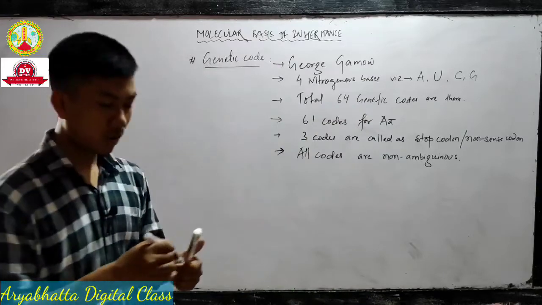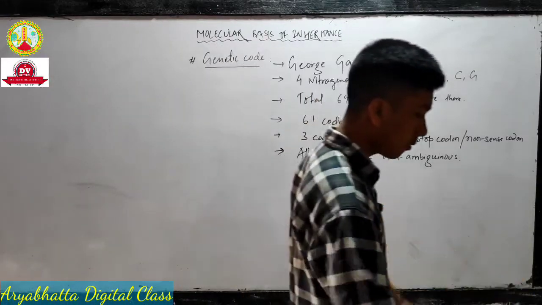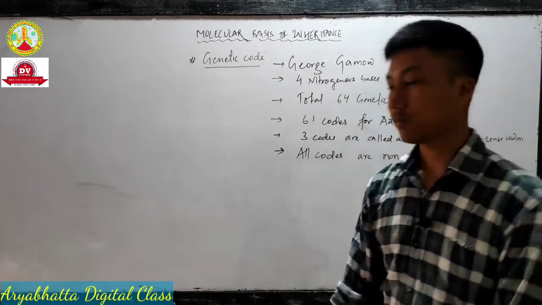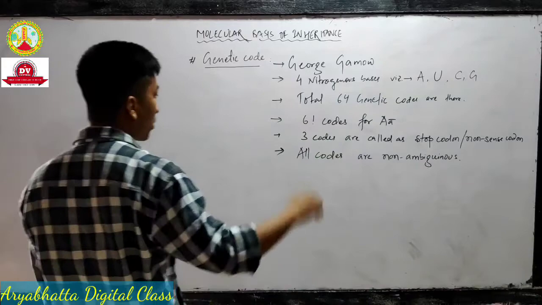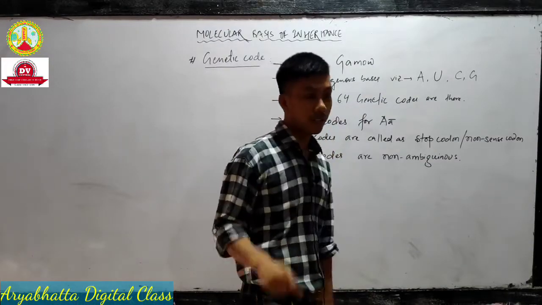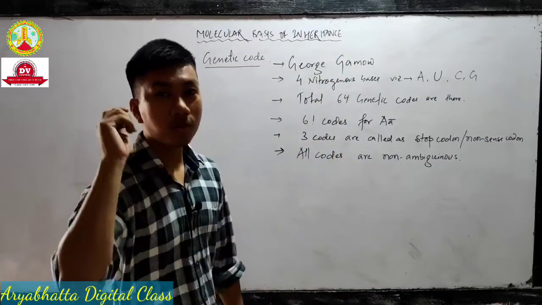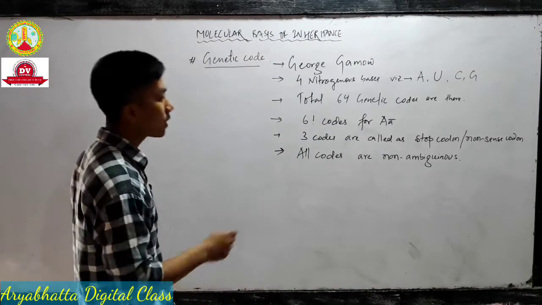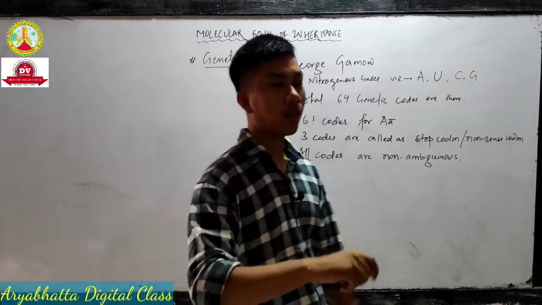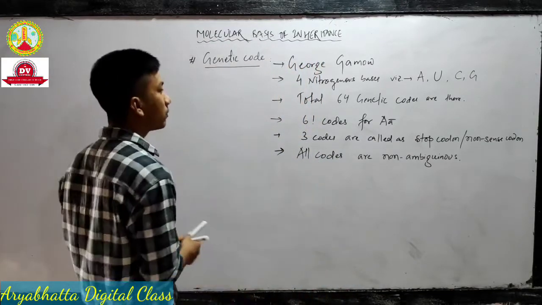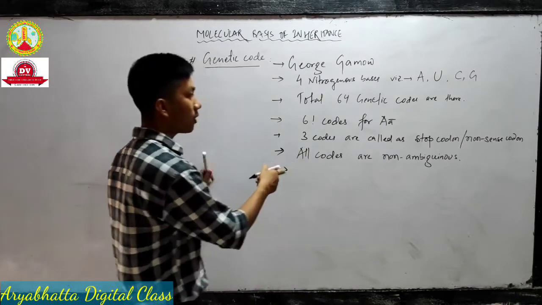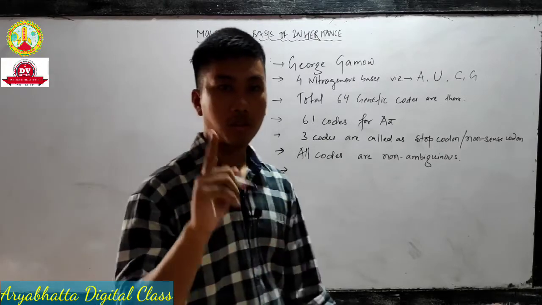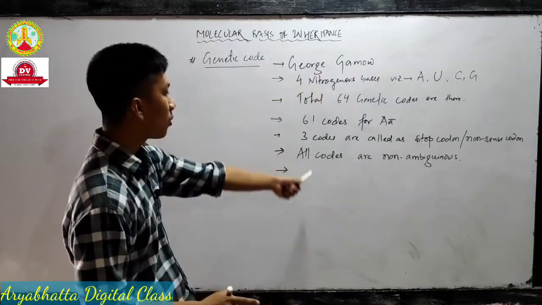All genetic codes are non-ambiguous. What does that mean? That means all genetic codes are specific. Specific means they're going to code for only that particular amino acid which is going to form the protein. That's why we call it non-ambiguous. Remember all these features, that is very important. Before going to the process of transcription and translation, you must know the roles of genetic codes.